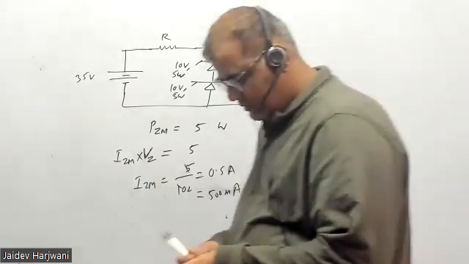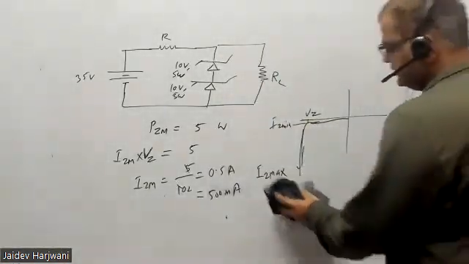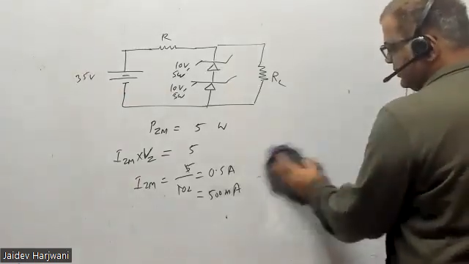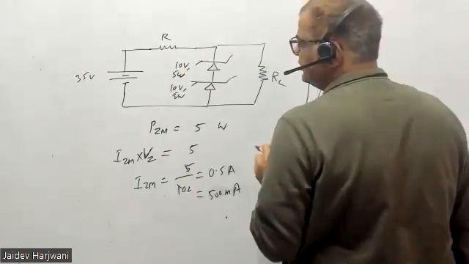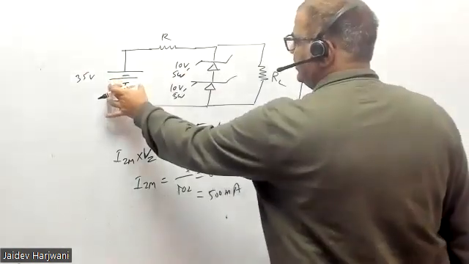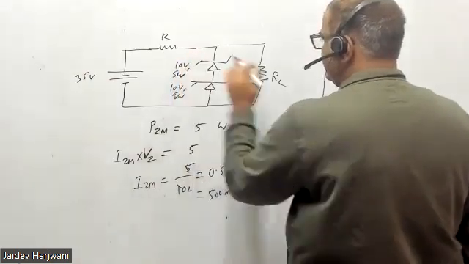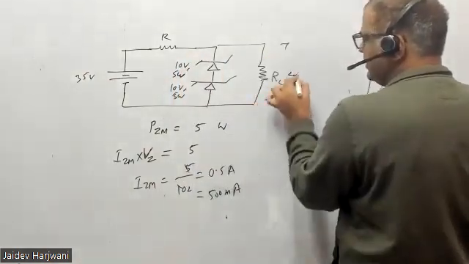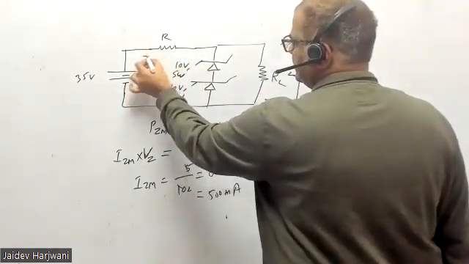Okay, or you can do half ampere also. You can put. Now you want to find what is the resistance value, this resistance value. Okay, so if this is 35 volt, and here you are getting 20 volts, so the remaining 15 volt will come here.